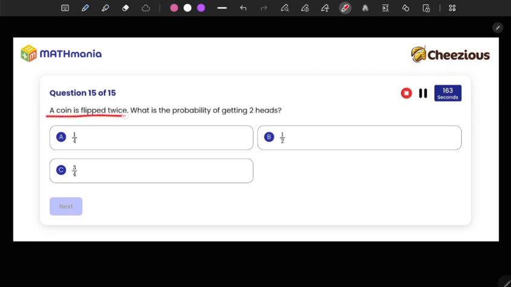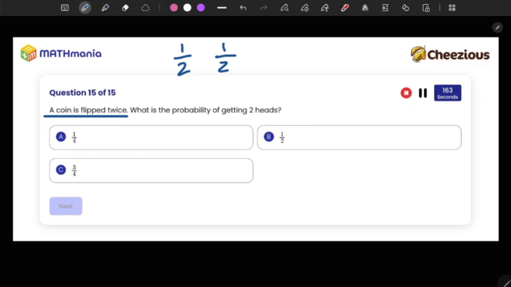A coin is flipped twice. What is the probability of getting 2 heads? Now we need to convert it into a scenario. What they're saying is a coin is flipped. They've not said it's an unfair coin, so we're going to assume the probability of getting a heads is 1/2 and the probability of getting tails is also 1/2. We can see that the coin is flipped twice.